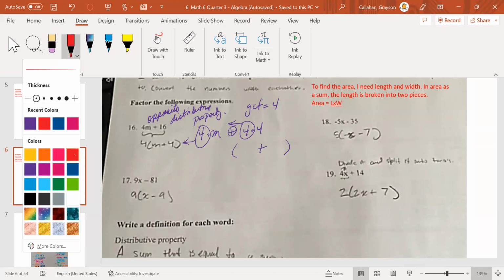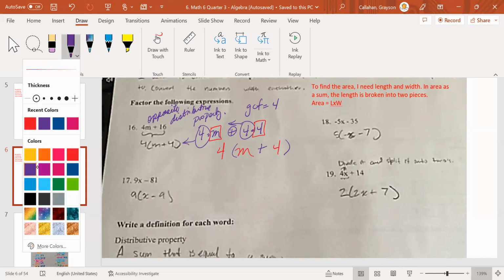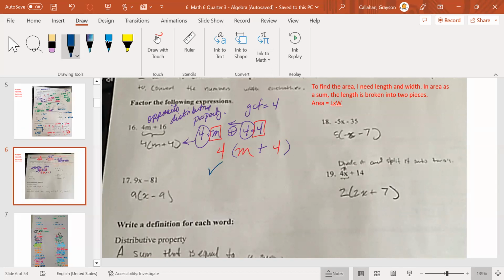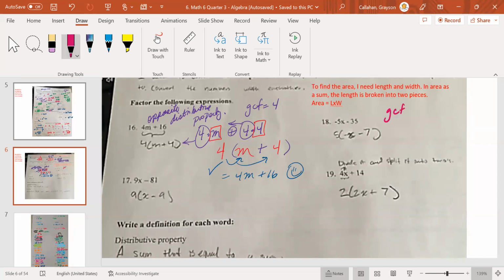What number did we just take out? The number 4. What number's left? M plus 4, right? If you were to go ahead and check your answer, you just need to do the reverse, which is the distributive property, which is 4m plus 16. And that is correct with what I had before, right? Okay. So let's go on to the next one, number 18. Greatest common factor between 5 and 35 is a 5, and they're both negative, okay? So you take the negative 5 out, x plus 7.